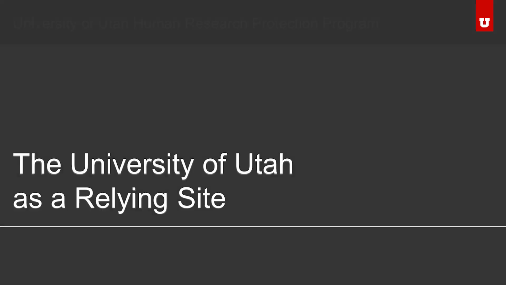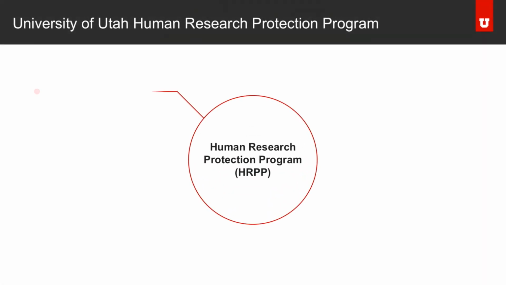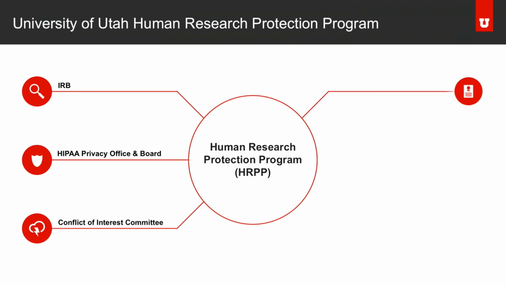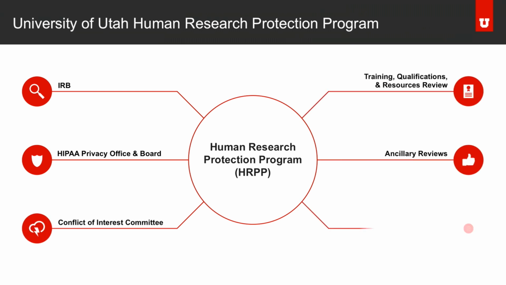It is important to remember the components of the University of Utah's Human Research Protection Program. Although the IRB review component may be outsourced to an IRB outside of the University of Utah, the university remains responsible for ensuring that all other components are completed prior to initiating a research project.